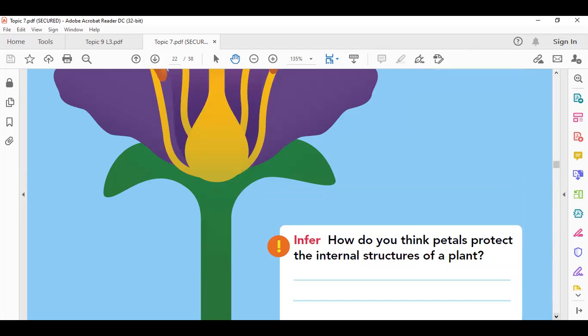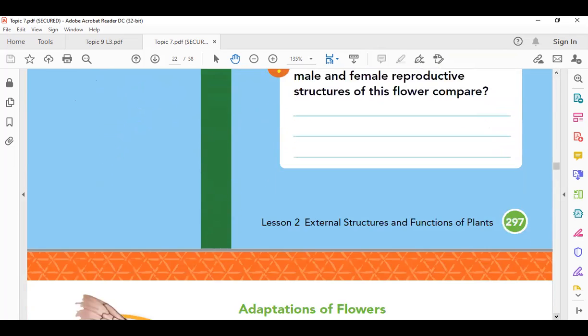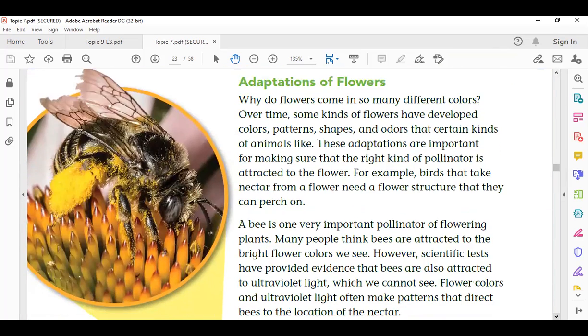Of course, we still have one more page before we go on. This is the last page of this lesson. As you see, this is a bee. This is a pollinator. This is an example of pollination or pollinators. This insect or this bee comes to this flower to eat nectar. As you see, this is the pollen. It sticks to its body.